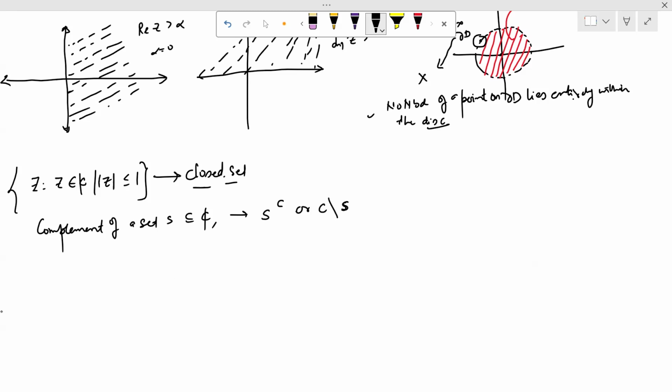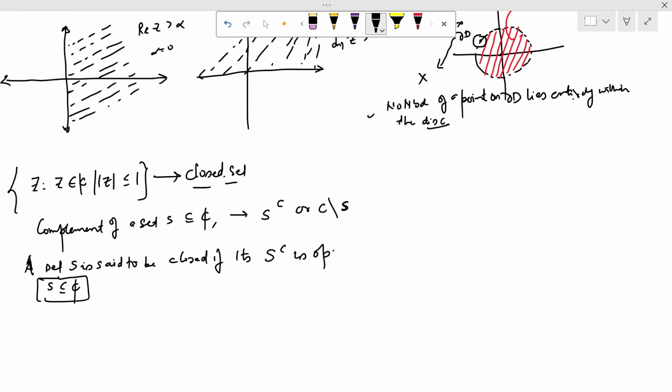A set S, which is a subset of C, is said to be closed if its complement is open. I'm not deriving it, but I think you must have done all these things in your real analysis class also. So if S^C is open, then we say that S is closed.